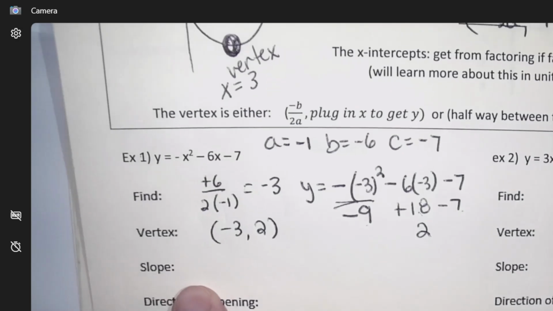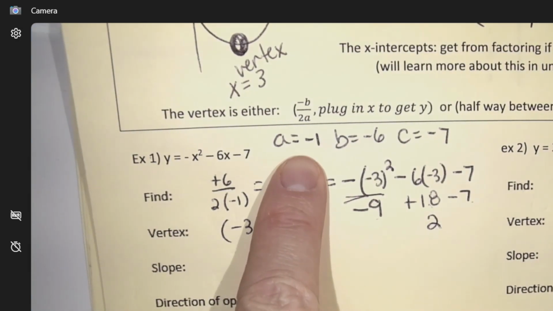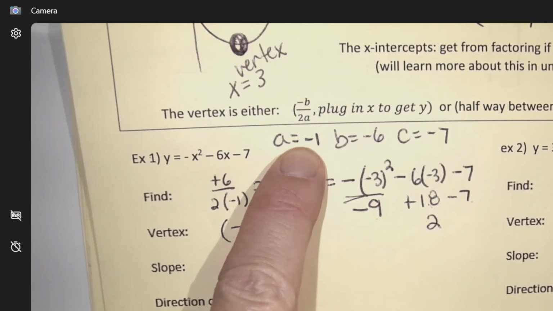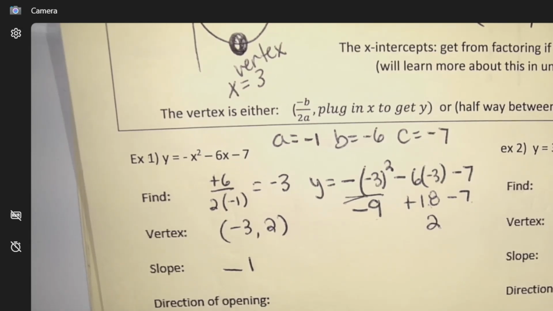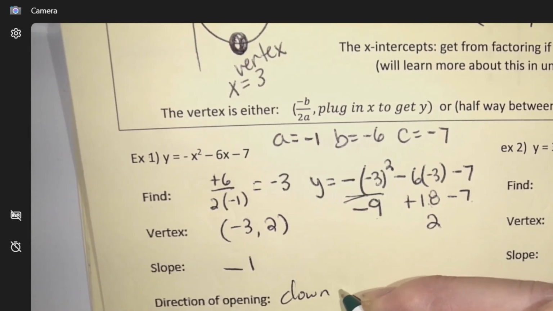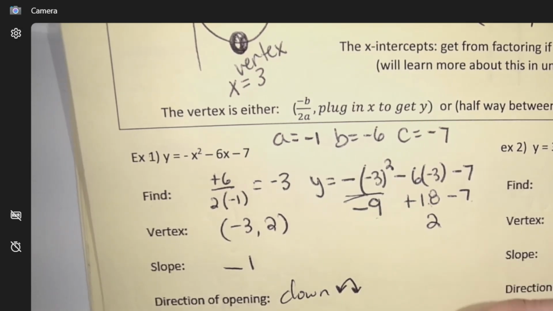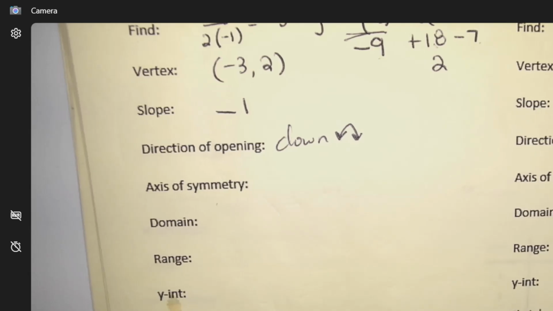Okay, slope. So what's the A number? How many x squareds? We wrote that down. Negative 1. So which direction does this go? Is it upward or did it flip downward? It's going to be opening down because a is negative.